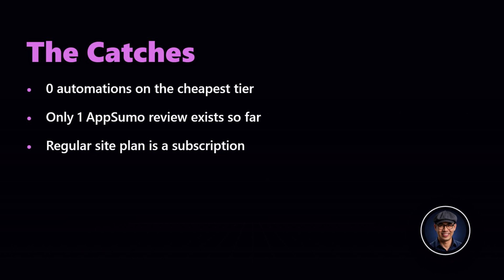Risk 1. 0 automations on the cheapest tier. Budget for Tier 2 if that matters to you. Risk 2. Only one AppSumo review exists right now, so you're trusting the main site's track record more than AppSumo-specific feedback. Risk 3. The free regular SocialBu.com plan is a subscription with a 7-day trial. The one-time price only exists through this AppSumo listing.